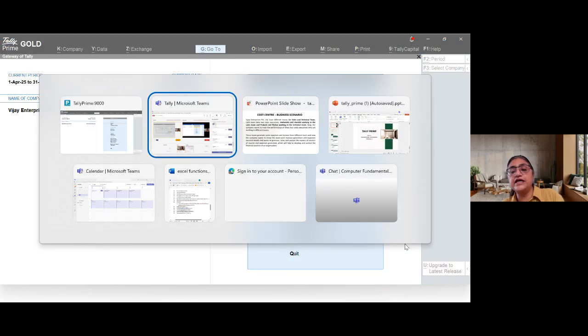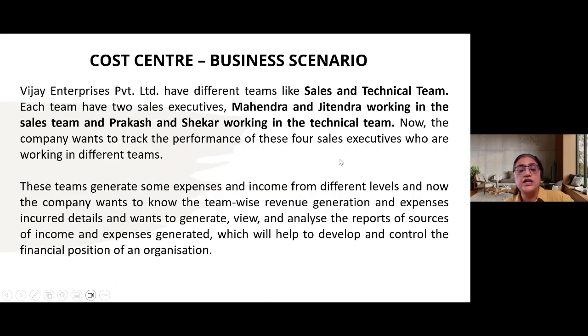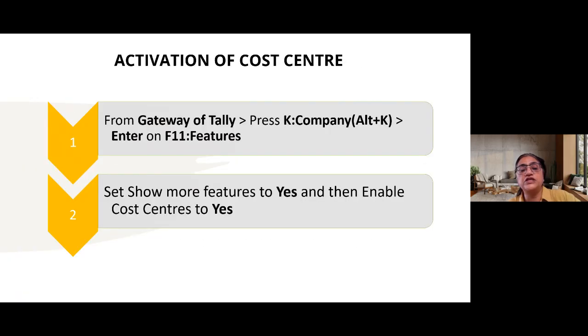Next, under the scenario, it is given that now the company wants to take the performance. Cost centers, as I told you earlier, are very important for cost audit, or when the company issues the bonus every year, because the company provides bonuses, incentives we can say, to persons on the basis of performance. So the company wants to take the performance of these four sales executives. These teams generate some expenses and income from different places. So we want to check the performance of these teams.